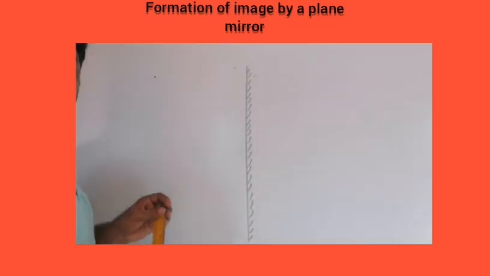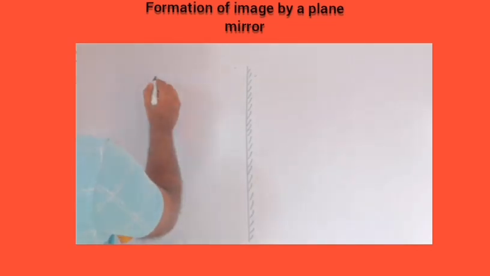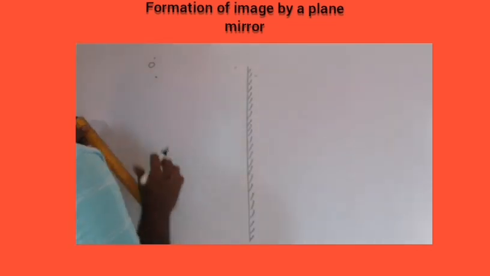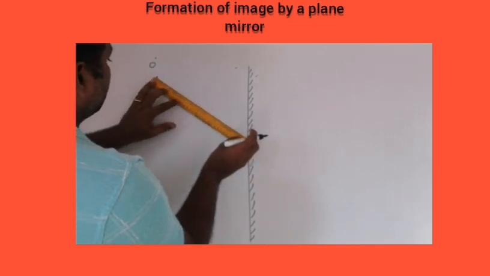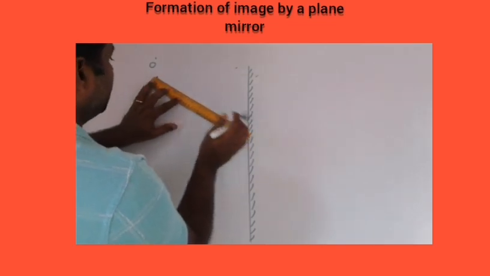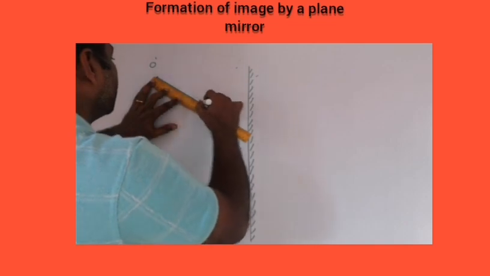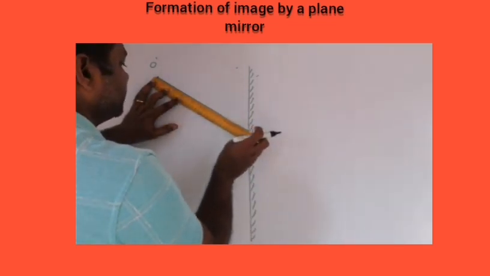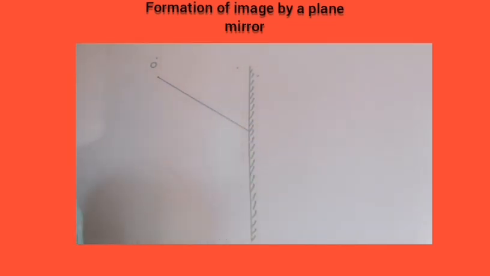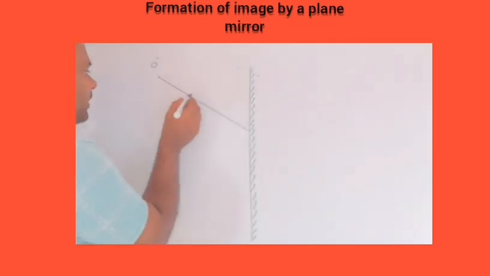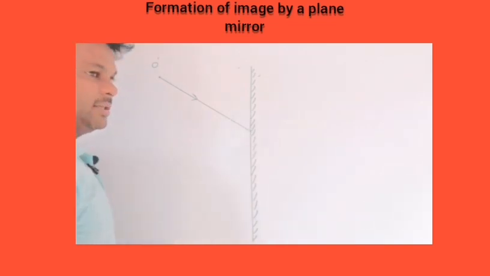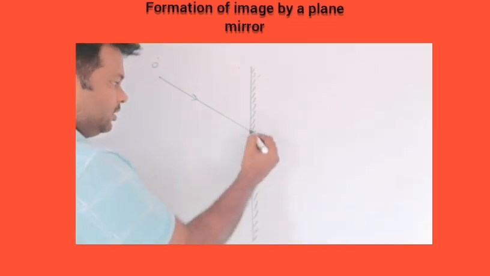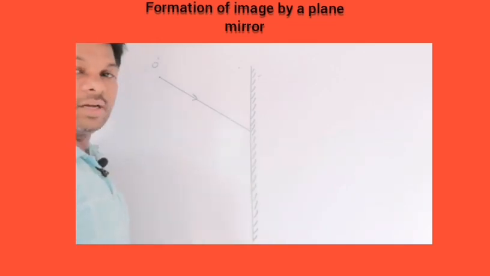This is the object, a point size object. The name of this one is O. First of all, to form an image, I need at least 2 reflected rays from the mirror. This is the first incident ray from the object. Observe here, this is the direction of the incident ray, and here it is incident on the reflecting surface of the plane mirror.